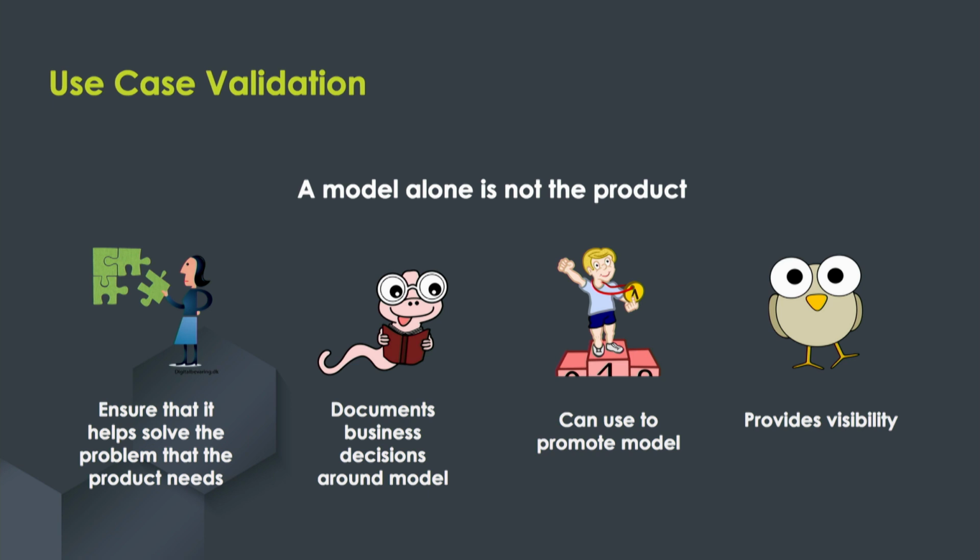And lastly, it provides visibility. It's a kind of test that your product manager understands, the kind of test that your client understands. You can use the information that you're getting from this kind of test in order to provide visibility to all your stakeholders about the progress and the status of the machine learning features at the moment.